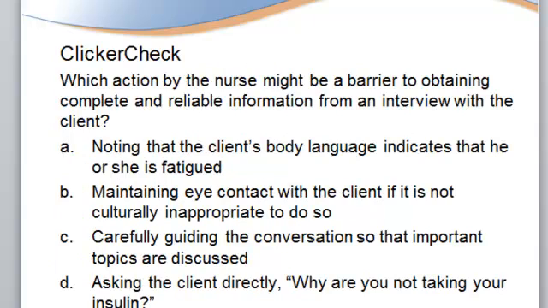Okay, here's one of our next clicker checks, and this is which action by the nurse might be a barrier to obtaining complete and reliable information from an interview with the client. A, noting that the client's body language indicates that he or she is fatigued. B, maintaining eye contact with the client if it is not culturally inappropriate to do so. C, carefully guiding the conversation so that important topics are discussed. And D, asking the client directly, why are you not taking your insulin?